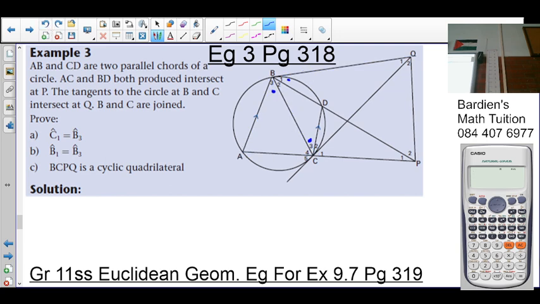Okay, what else? Then we are also told that QC is also a tangent. So what can we say here? C5 is equal to B3. Why? Tan chord theorem. C5 is also equal to which angle? C1. Why? Vertically opposite. Can you see that, people? And it's equal to C3 as well. But also there are 2 tangents, BQ and QC. So what else can we say?